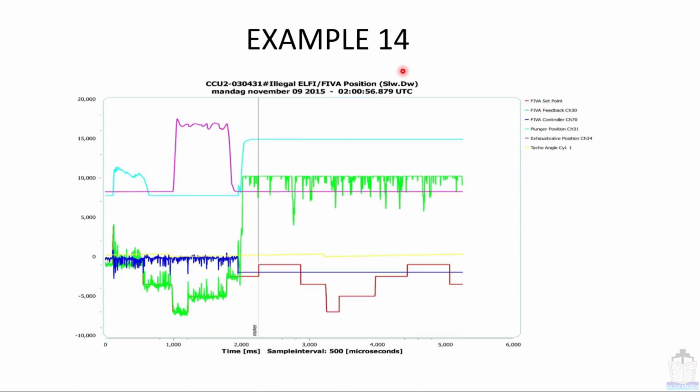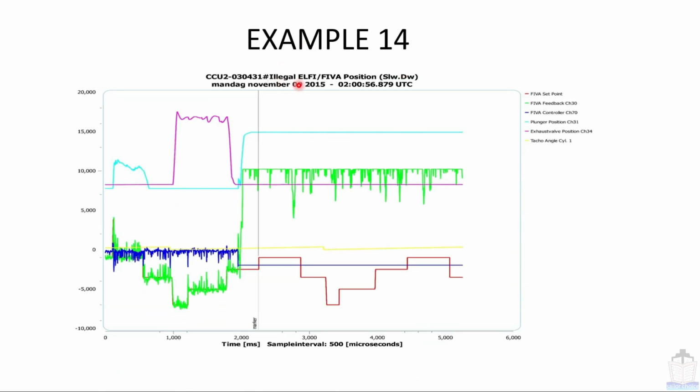Moving next, example number 14. Alarm is illegal LFI FIBA position slowdown. So we'll see marker line. Okay, here. So we'll go just before. Too much problem. Except this FIBA set point and tacho angle, all graphs are having problem. You can see channel number 70 is also zigzag line, channel number 30 also zigzag line, this plunger position 31 also zigzag, and exhaust valve position also zigzag.